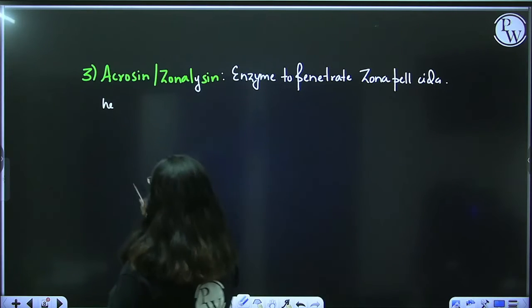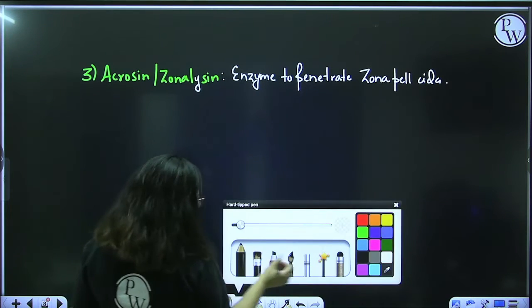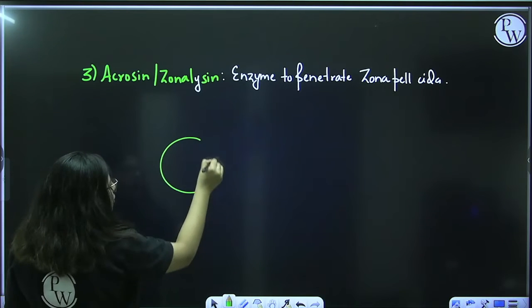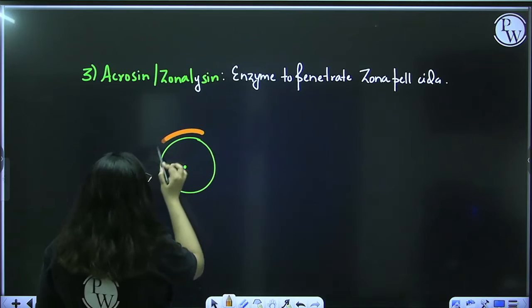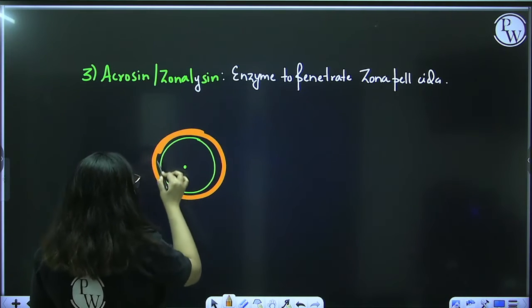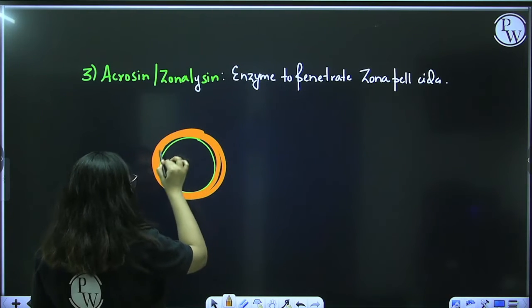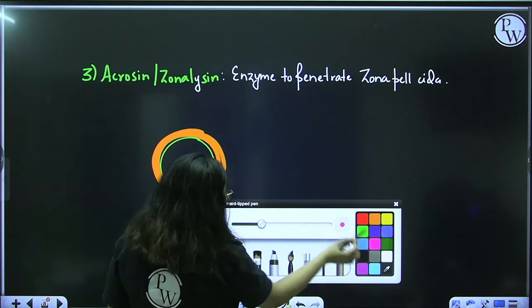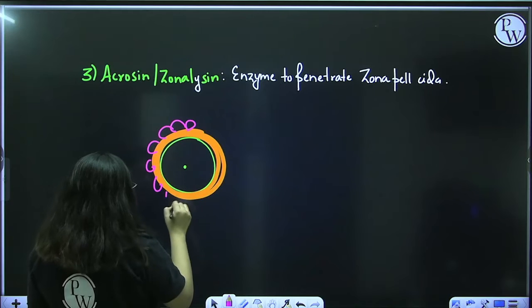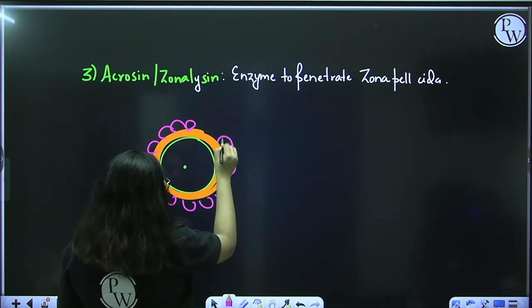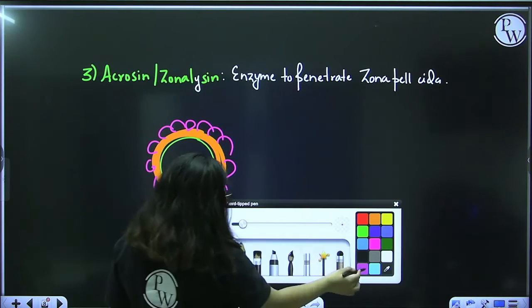Fine? Okay. Alright. So let me draw the diagram one more time. So that's your oocyte. And this is your zona pellucida. Alright, and this was your corona radiata. So now sperm has entered here.